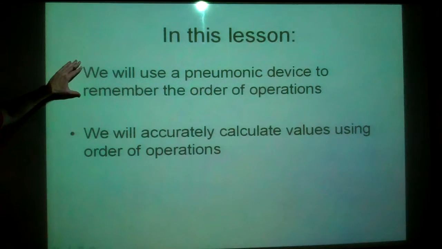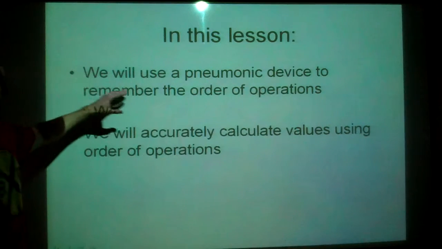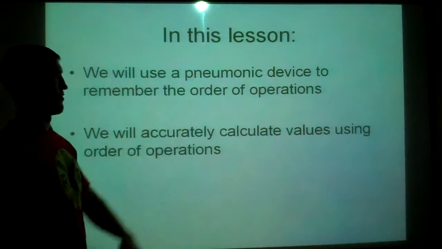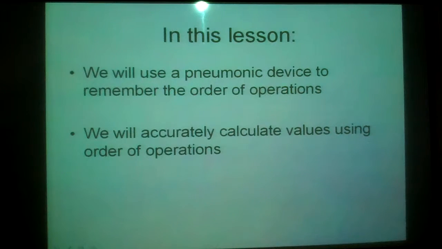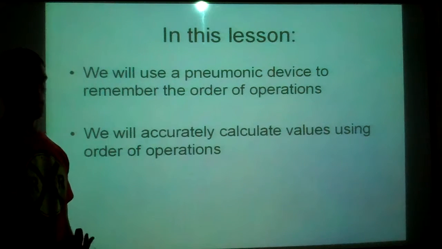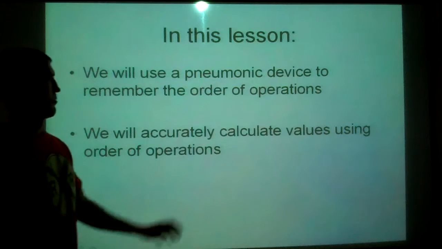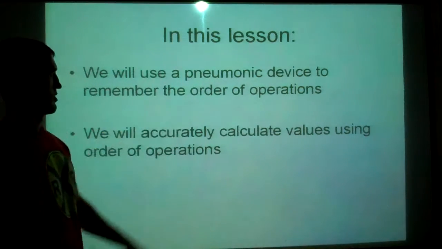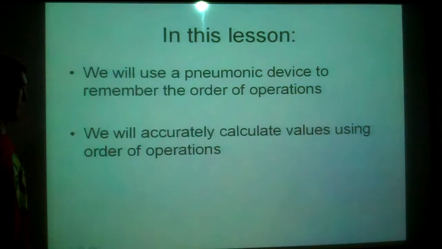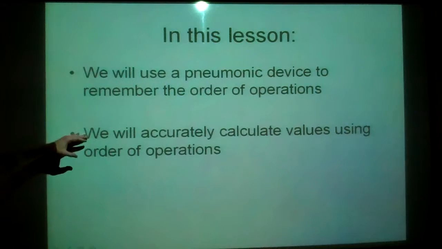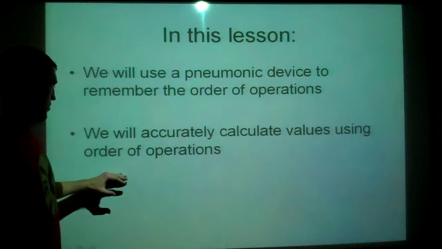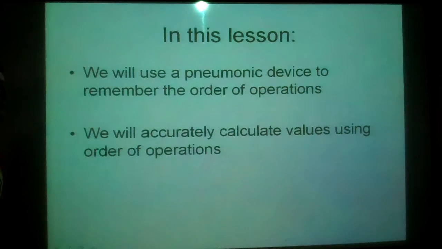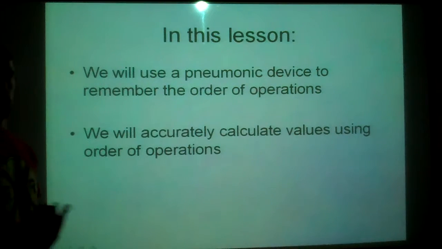So, we're going to look at a mnemonic device to help us remember the order of those operations. A mnemonic device is just something that helps us remember something else. So, big word, doesn't mean too much other than helping us remember something. And the big thing that we want to do is use that device to accurately calculate values using our order of operations. So, first thing we want to do is learn what the order of operations are, and then we're basically going to apply them.